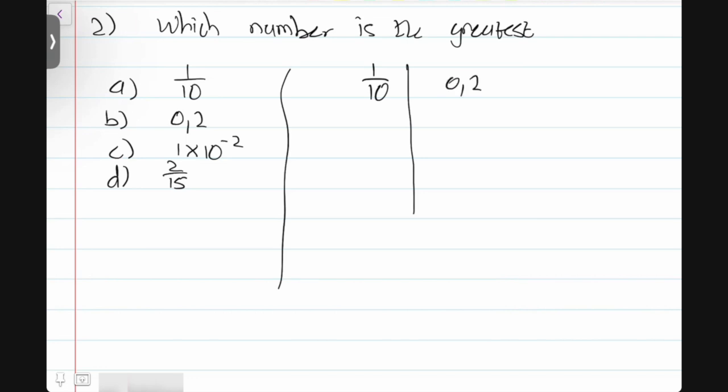Now 0.2, how can I convert that into a fraction? Simple. I'm going to shift the comma over. So it's basically 2/10, right? 2 divided by 10 is 0.2. Makes perfect sense. Then this 1 times 10 to the -2 is basically the same as if I take this to the bottom as a denominator. This will be 1/10 squared, which is basically 1/100. That's already a small number.